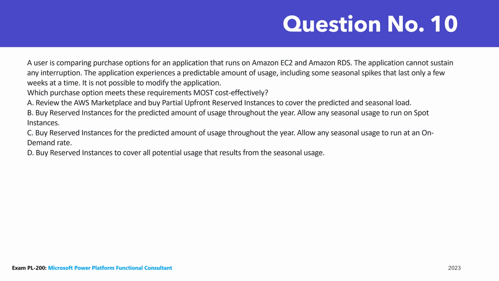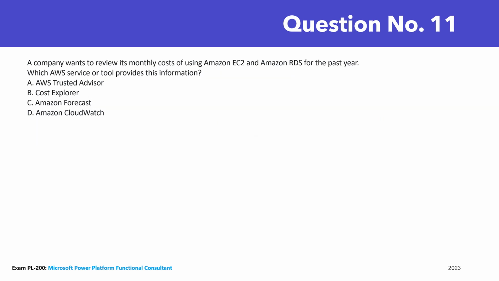A. Review the AWS Marketplace and buy partial upfront reserved instances to cover the predicted and seasonal load. B. Buy reserved instances for the predicted amount of usage throughout the year. Allow any seasonal usage to run on spot instances. C. Buy reserved instances for the predicted amount of usage throughout the year. Allow any seasonal usage to run at an on-demand rate. D. Buy reserved instances to cover all potential usage that results from the seasonal usage. Correct answer, B.